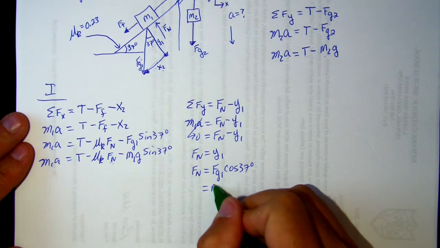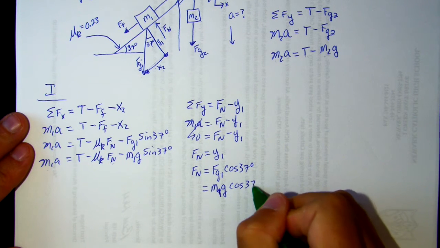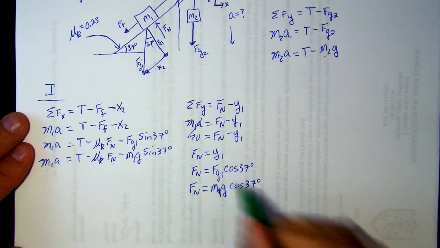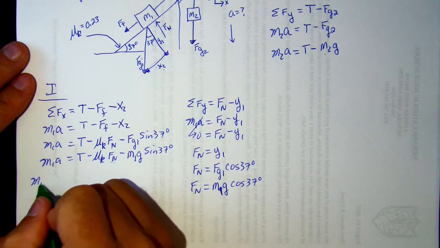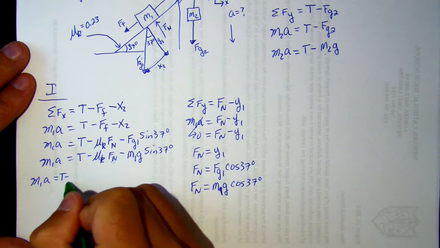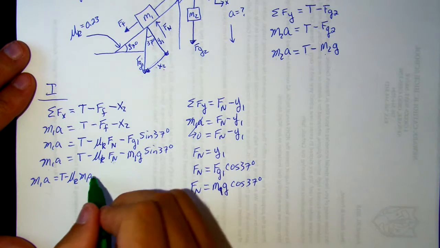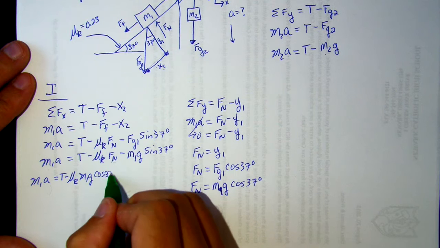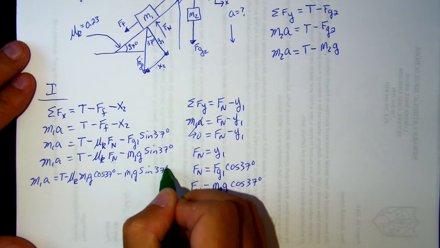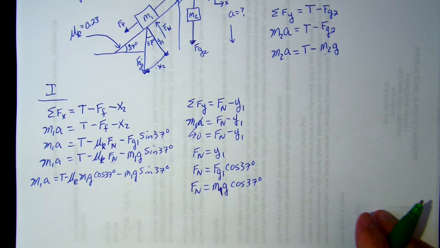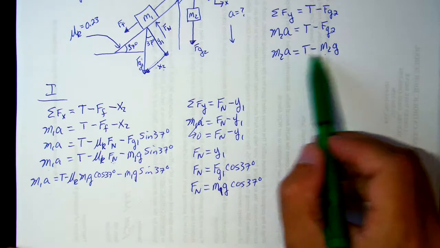But Fg1 is just m1g cosine of 37 degrees. Now I can substitute this in for Fn here. So we get m1a equals T minus mu k m1g cosine of 37 degrees minus m1g sine of 37 degrees. Okay. So now I know everything but a and t. And over here I know everything but a and t.